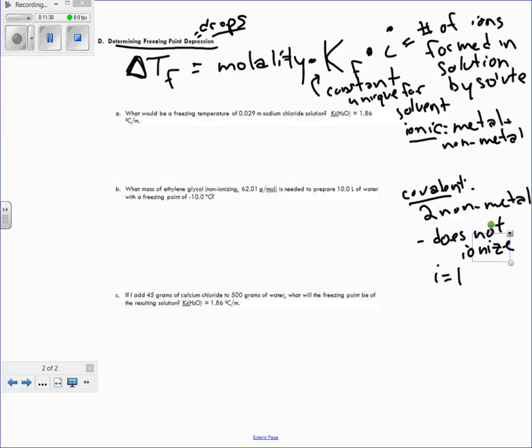Sugar is a great example. It's a covalent compound. You drop it into water, and it just stays all together in one sugar molecule. Ionic compounds, on the other hand, break apart into ions. So some examples of this.